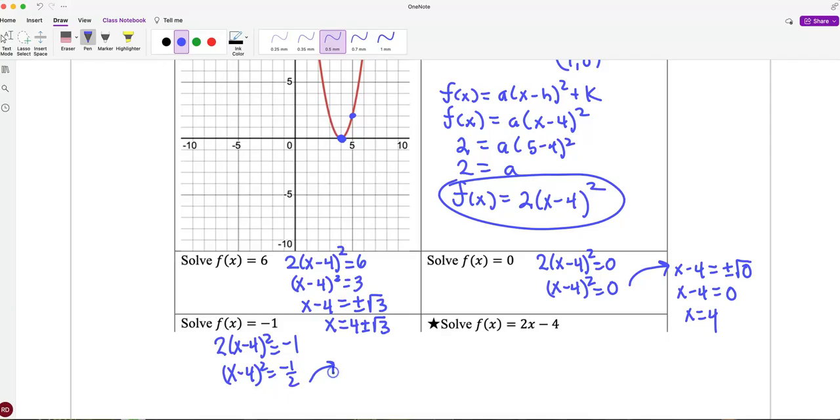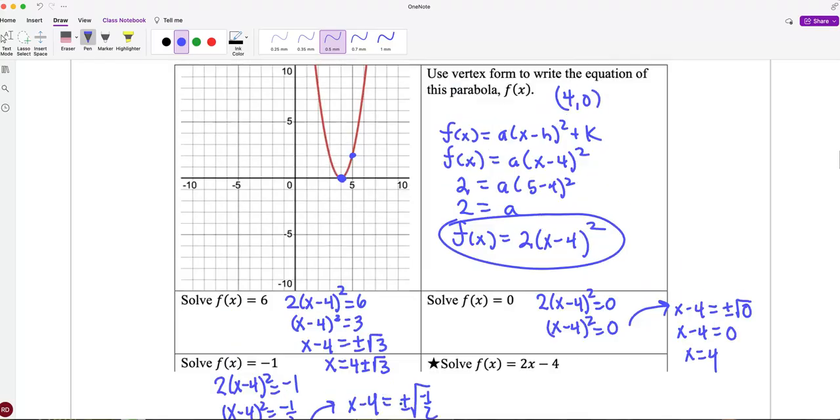Divide by 2. (x minus 4) squared equals minus 1/2. Take the square root of both sides. X minus 4 equals plus or minus the square root of minus 1/2. That's where I get no solution because I'm taking the square root of a negative number.